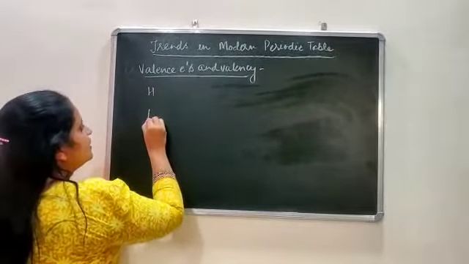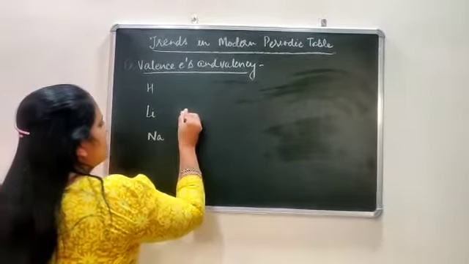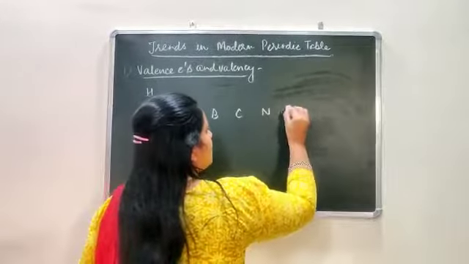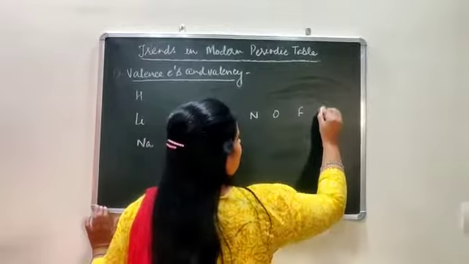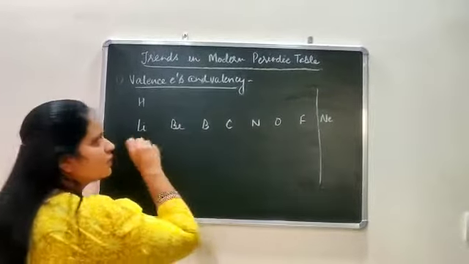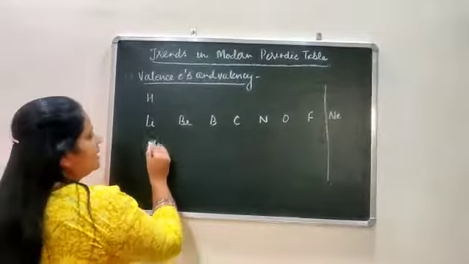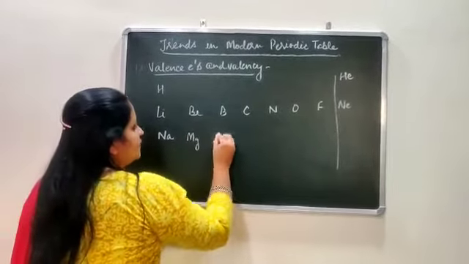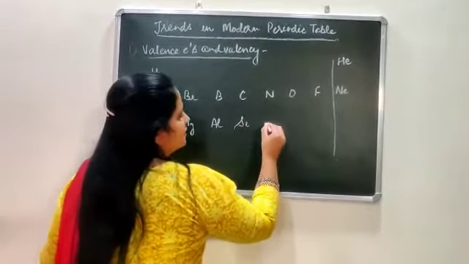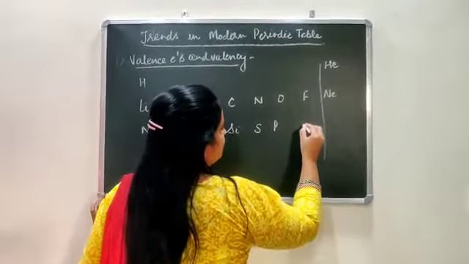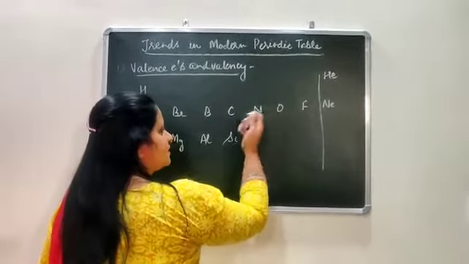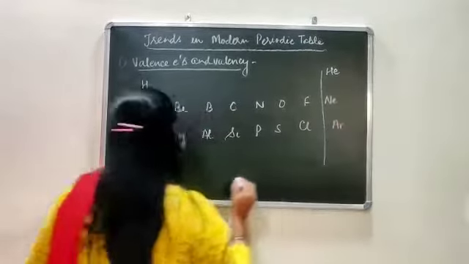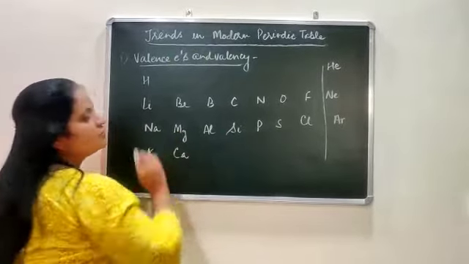First one is hydrogen, lithium, sodium. Next one is lithium, beryllium, boron, carbon, nitrogen, oxygen, fluorine, and then neon. They are the examples of noble gases. They are not included in the trends in the periodic table. Next one is, at the end of hydrogen, helium, then sodium, magnesium, aluminium, silicon, phosphorus, sulfur, chlorine and argon. Then potassium and calcium.